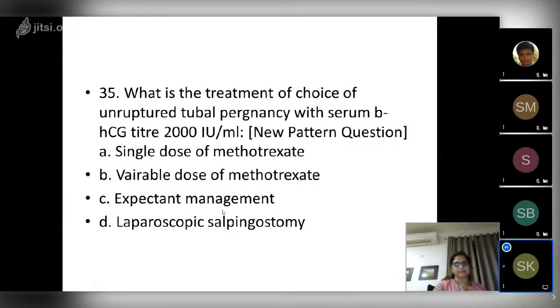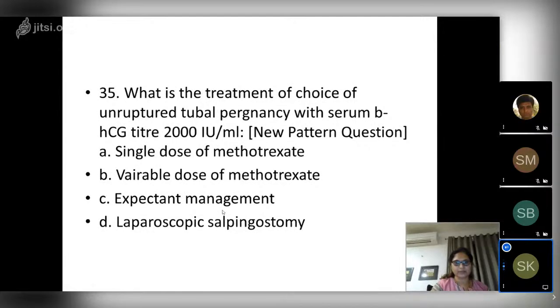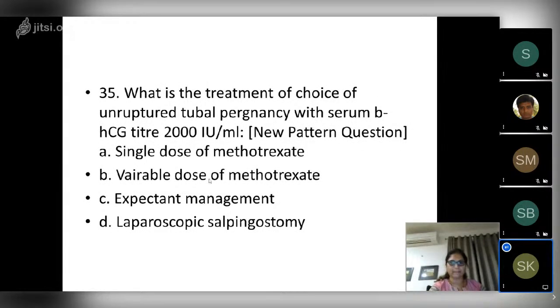Okay. So next one, what is the treatment of choice of unruptured tubal pregnancy with serum beta-HCG titer of less than 2000 international units per ml? Single dose of methotrexate, variable dose of methotrexate, expectant management, or laparoscopic salpingostomy? This is an easy answer. We have already discussed this. What is the right answer? Yes, students? Unruptured tubal pregnancy with HCG titer less than 2000. What do you want to do in such a case? Do you want to go for laparoscopy and expectant management? Yes or no?